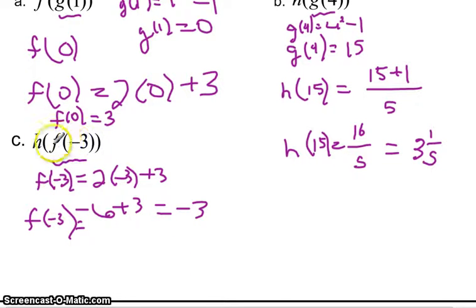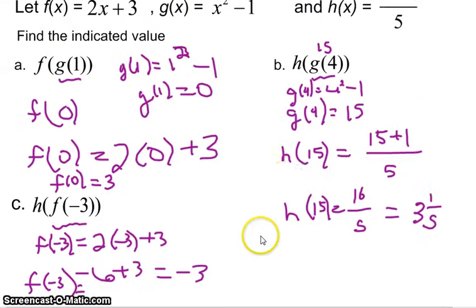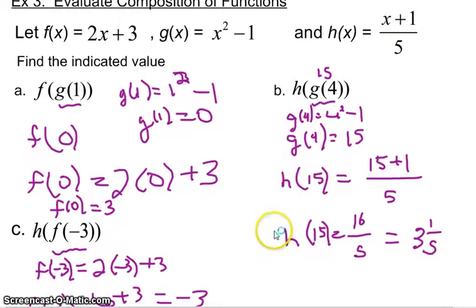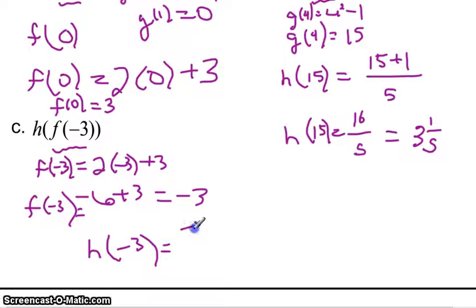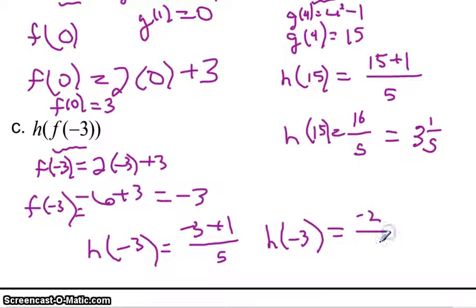I can now replace this function notation with negative 3, and then I want to find h of negative 3. If I look back at what h of x is, that's x plus 1 over 5. So I'm going to replace the x with negative 3, add 1, and put all of that over 5. Therefore, h of negative 3 is equal to negative 2 over 5.